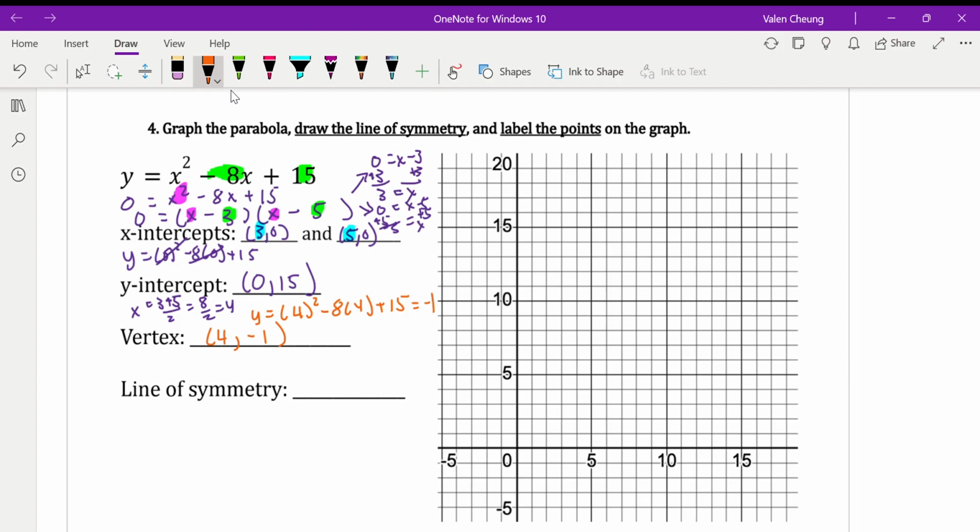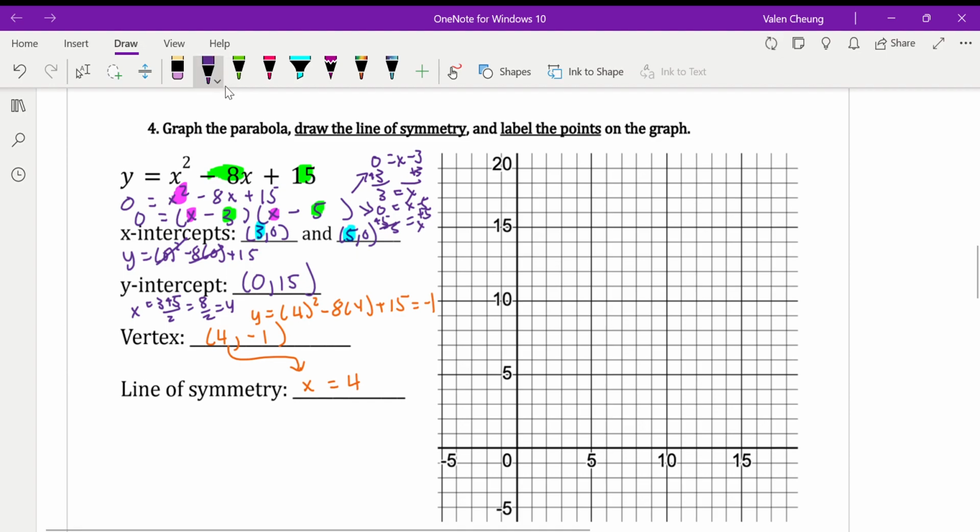Lastly, for the line of symmetry, we're going to take the x value from the vertex, and it's going to be x equals 4, because the vertex is always in the middle, right? And the line of symmetry is also in the middle, so we know that it's going to be x equals 4. Lastly, let's just graph these points and connect them.